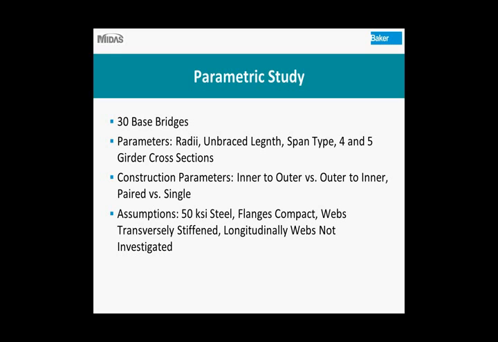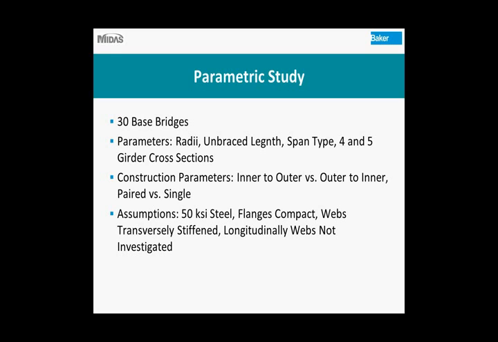We were comparing inner to outer, which just meant placing the inner girder first and then continuing on until we erected the outer girder last, compared to starting by erecting the outer girder first and then moving into the interior girders. And the other thing we looked at for the construction parameters was paired versus single. For the paired erection, we would be placing 2 girders at a time. And for the single girder, we would just be erecting 1 girder at a time.